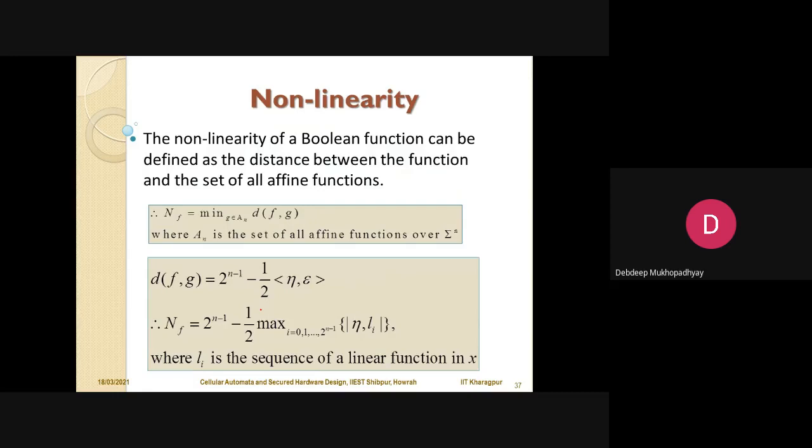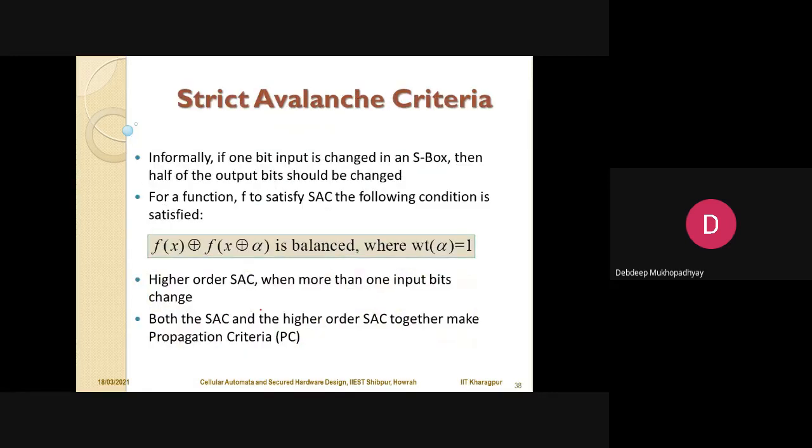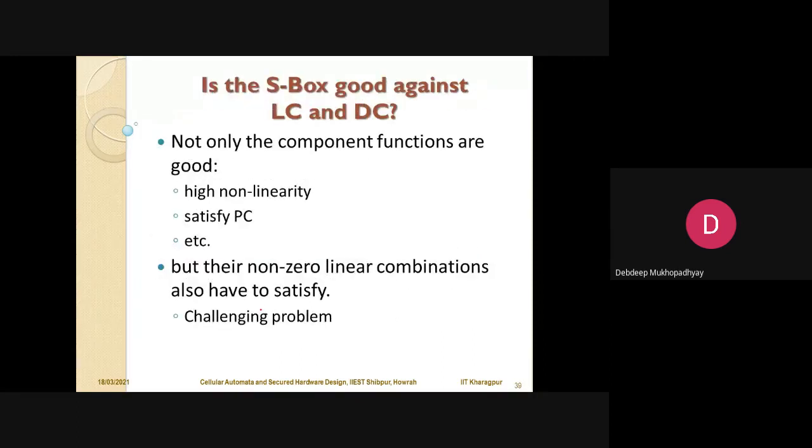So here is again the same thing written in a little bit more fancy way, so we can ignore that. The other important requirement for any good SBox is what is called the avalanche criteria, which means that if I make a small change to the input, there should be a huge amount of change to the output, and there is a strict formal definition which is called the strict avalanche criteria.